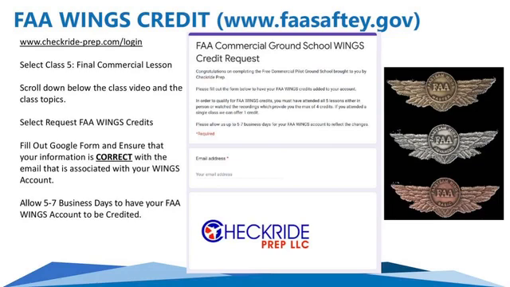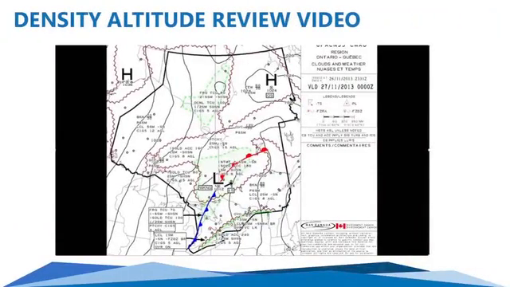Okay, so let's go ahead and take a look at density altitude. So density altitude, remember, is affected by the pressure altitude, temperature, and humidity. So obviously with a higher density altitude, that will impact our aircraft significantly because it usually results in a longer ground roll, and potentially a very, very slow takeoff.